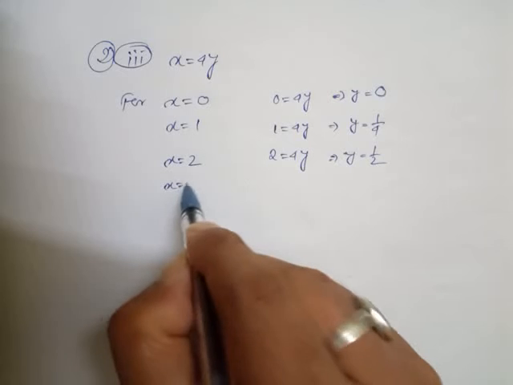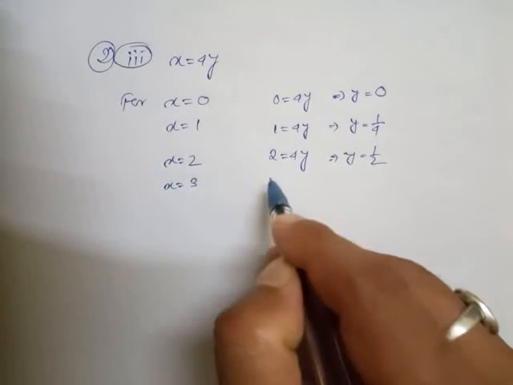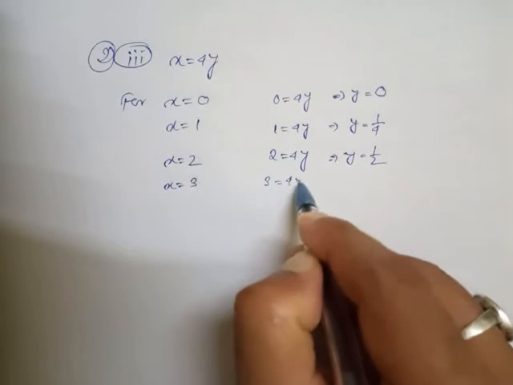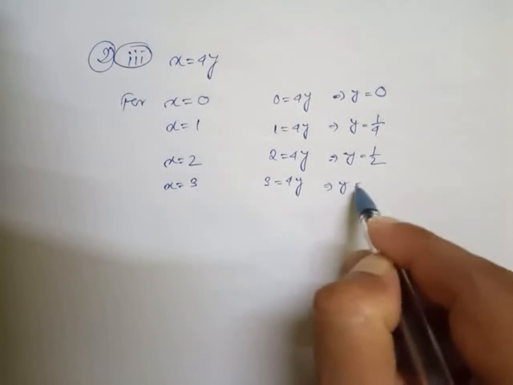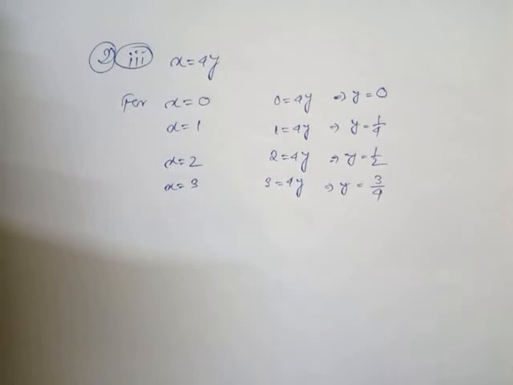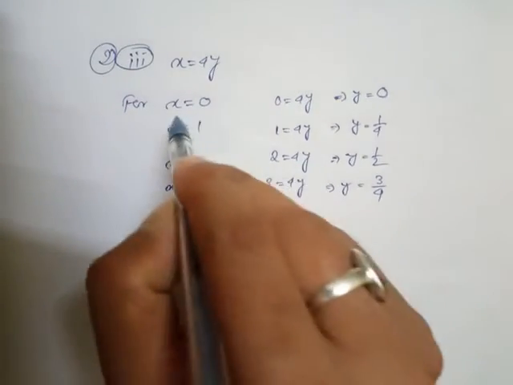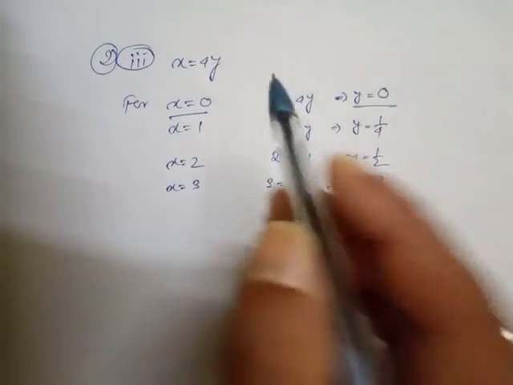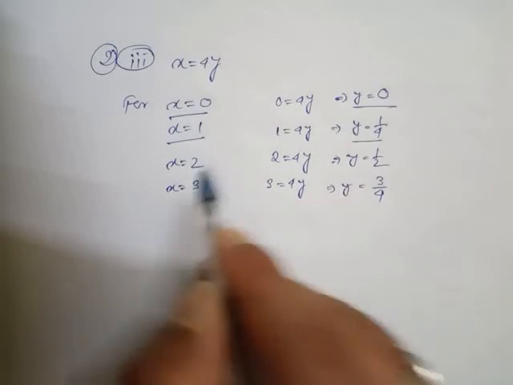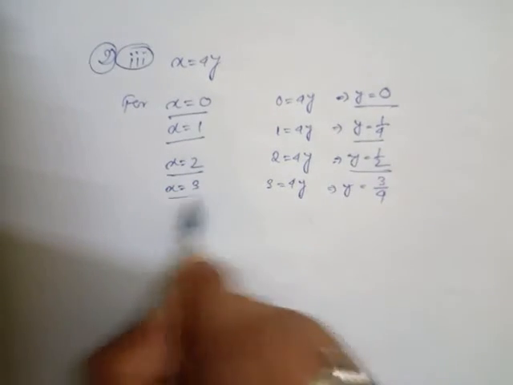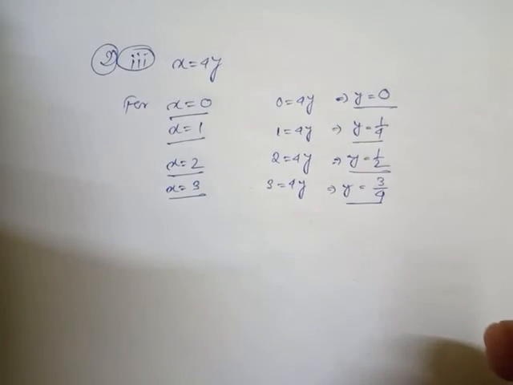Now x equal to 3. So 3 equal to 4y. So y equal to 3 by 4. These are the answers. Now look student, x is 0, then y is 0, and x is 1, y is 1 by 4, x is 2, then y is half, x is 3, then y is 3 by 4.